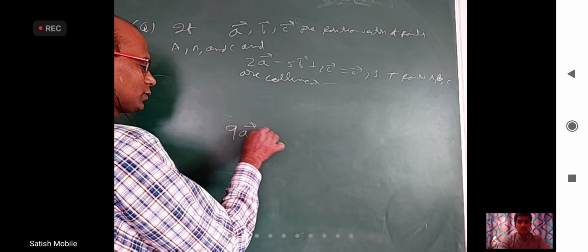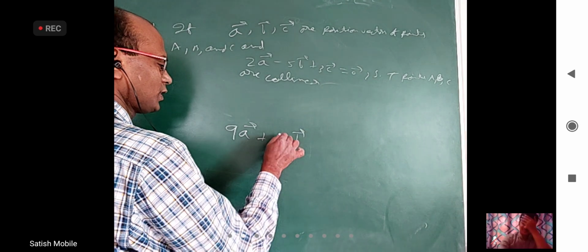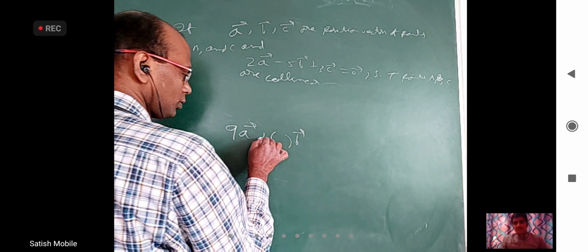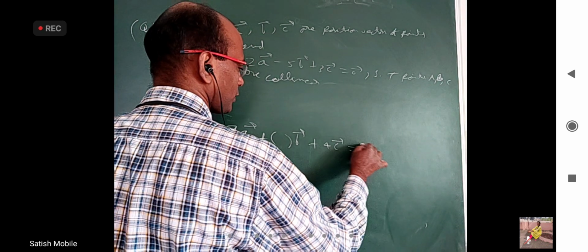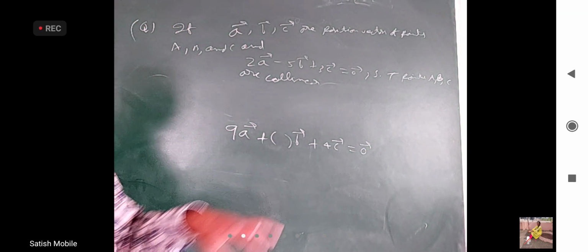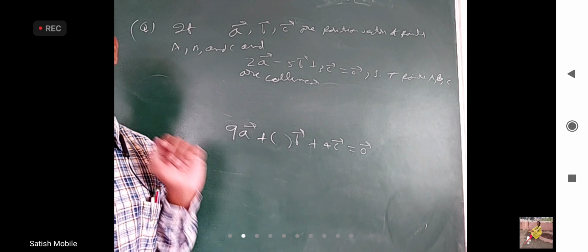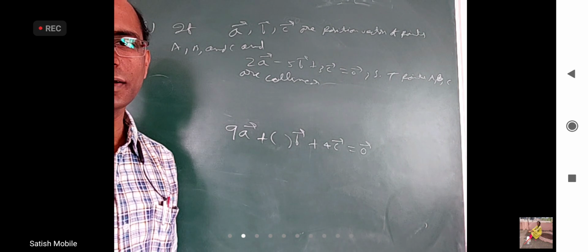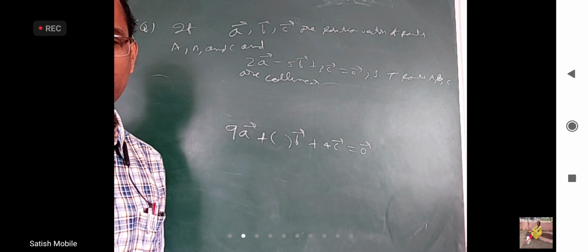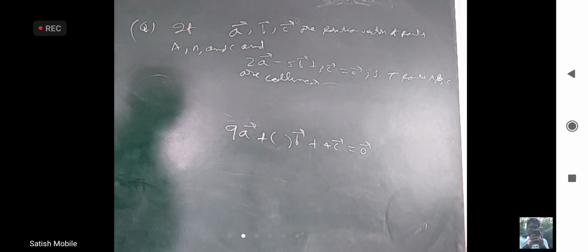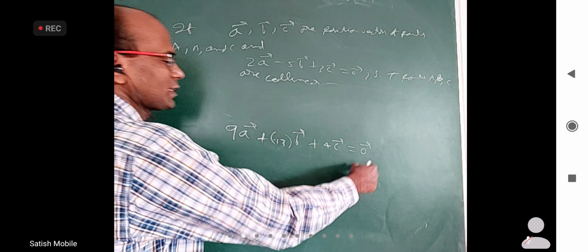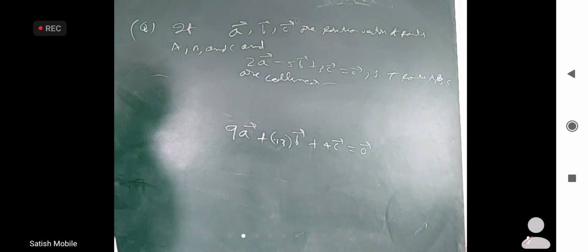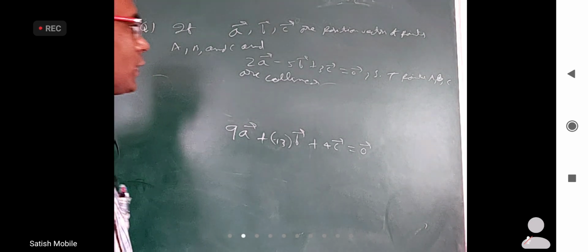9a bar plus b bar into what number I don't know, plus 4c bar equal to 0 bar. Can you tell me what number should be here? Then I can say ABC are collinear. Any other number I will not be able to say. What is that number? Okay, minus 30. So that I will be able to send that side and divide it with 30 by section formula. Right? So that is exactly the point.